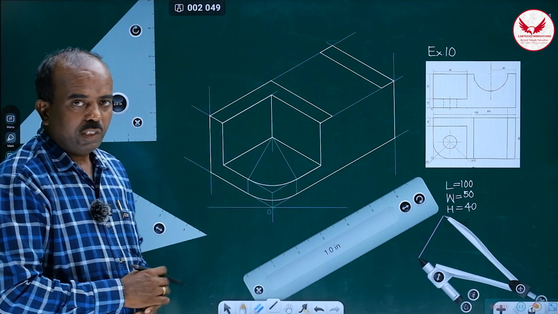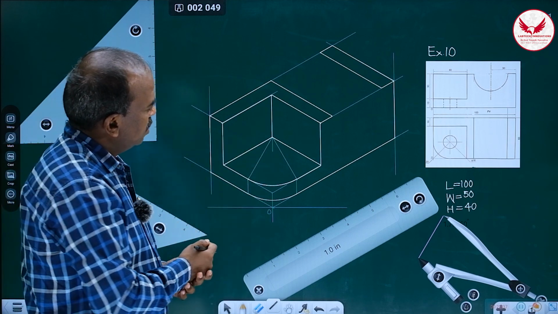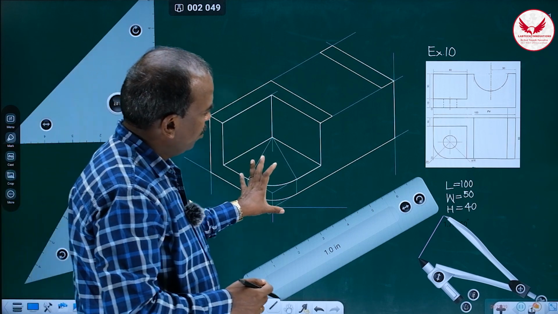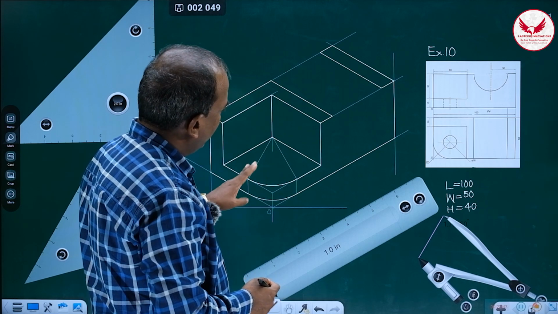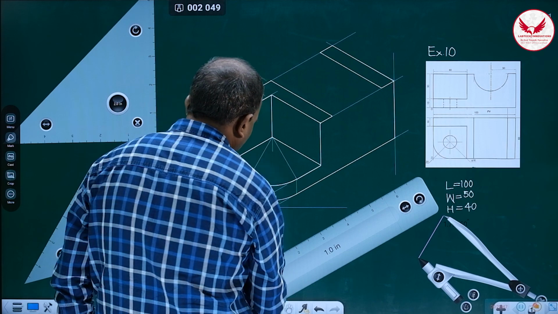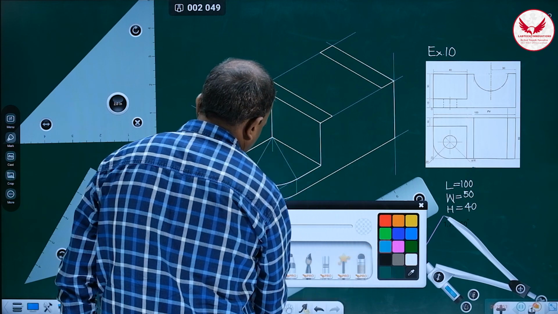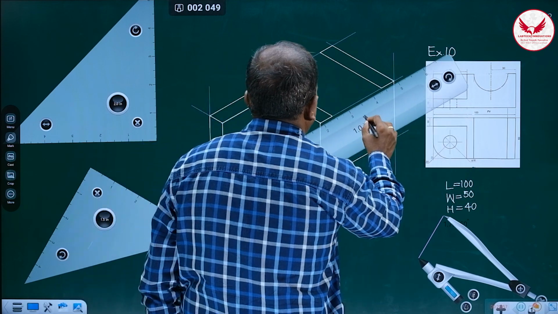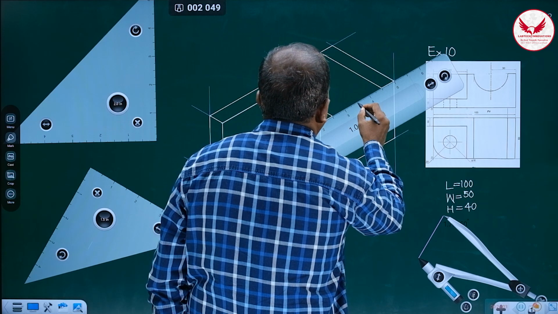Now in this problem, what is remaining? Semicircular slot and circle. So always draw the circle, a small portion, first. It requires more time at the end. So instead of that, you draw this circle first. Then for this circle, what do we need? Mark the midpoint of this.